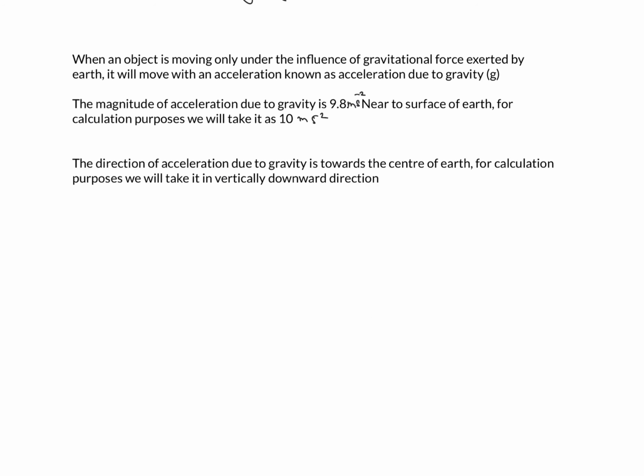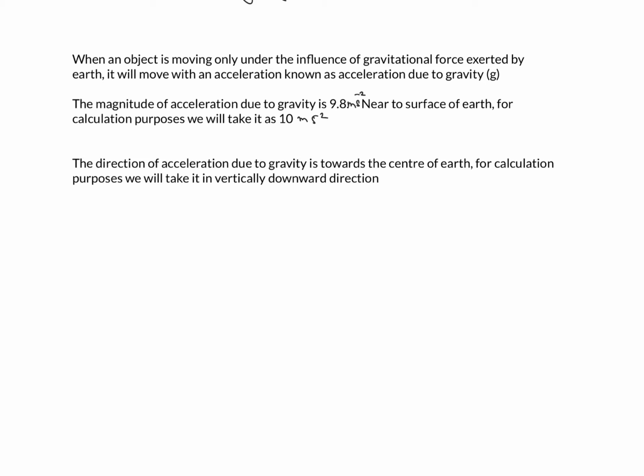Just remember these basic points. When an object is moving only under the influence of the gravitational force exerted by the earth, it will move with an acceleration known as acceleration due to gravity, represented by small letter g. The magnitude of acceleration due to gravity is 9.8 meter per second square near the surface of the earth. For calculation purposes, we can take it as 10 meter per second square. The direction of acceleration due to gravity is towards the center of the earth. For calculation purposes, we will take it as vertically downward.